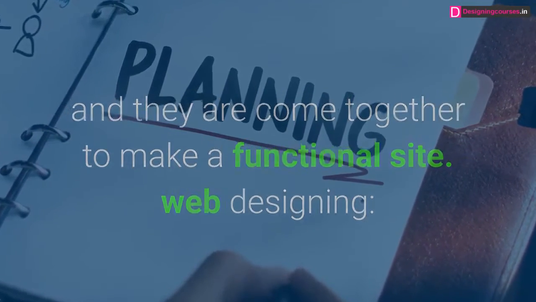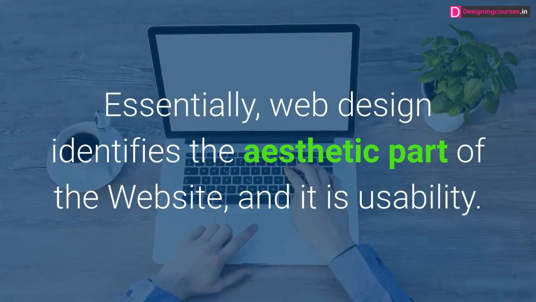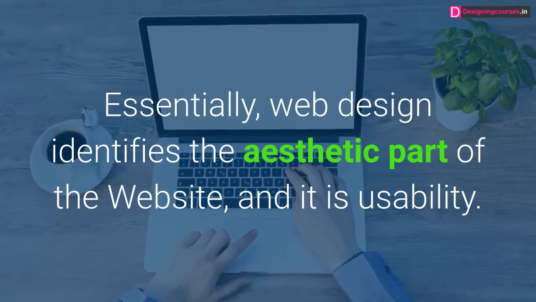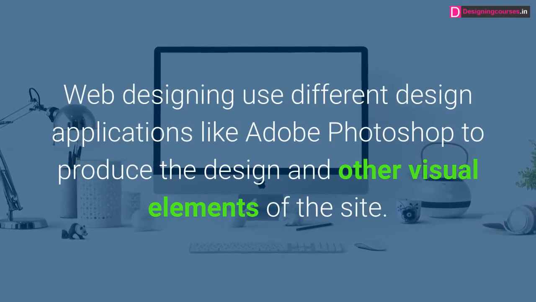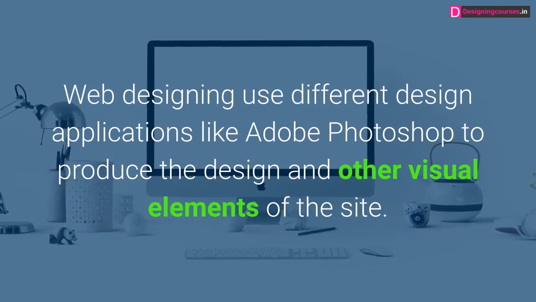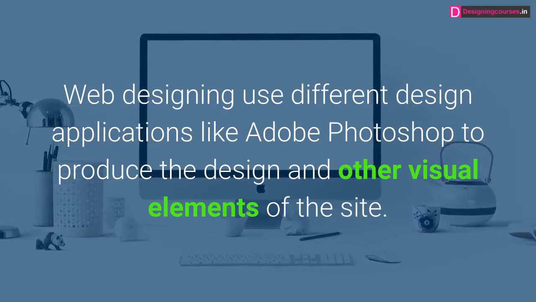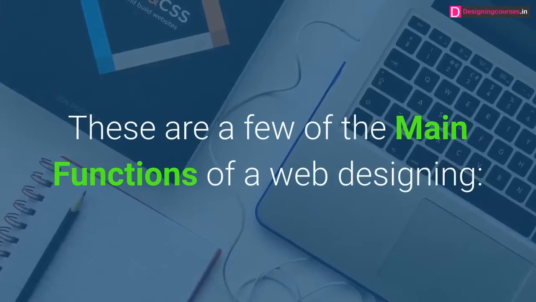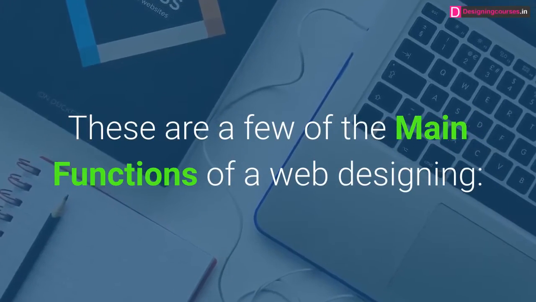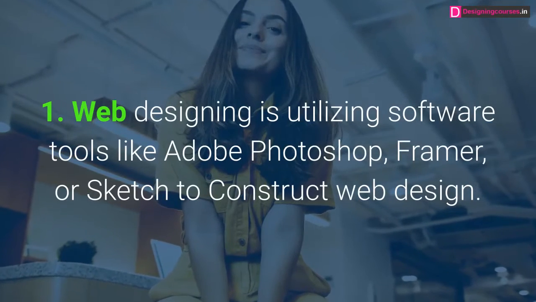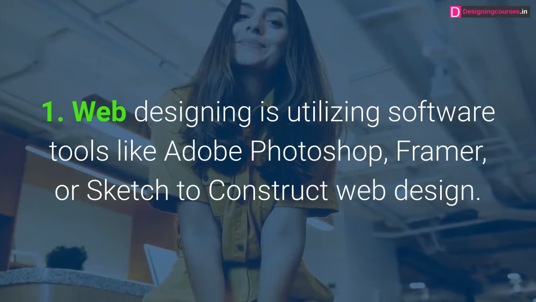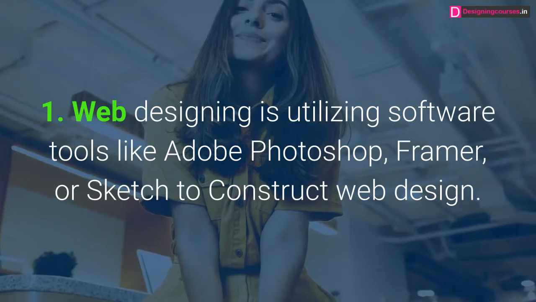Web designing. Essentially, web design identifies the aesthetic part of the website, and its usability. Web designing uses different design applications like Adobe Photoshop to produce the design and other visual elements of the site. These are a few of the main functions of web designing. 1. Web designing is utilizing software tools like Adobe Photoshop, Framer, or Sketch to construct web design.